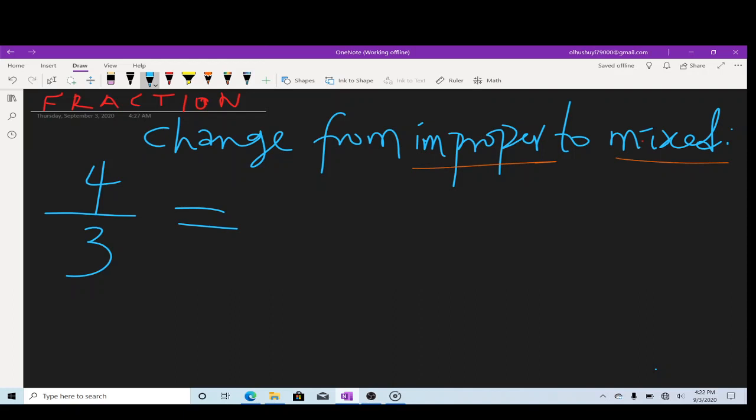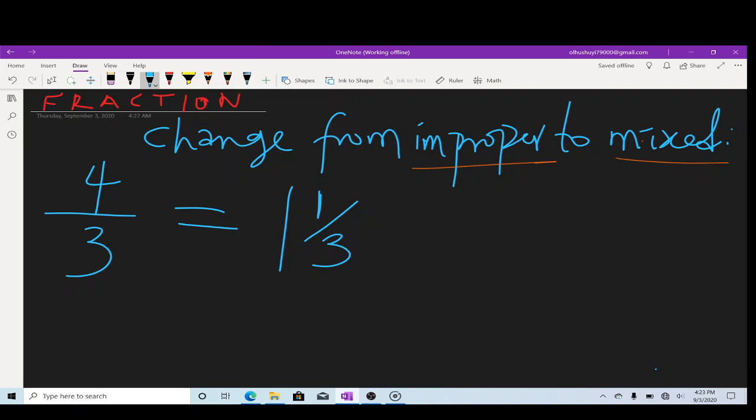How do you change this to mixed? You check how many 3 can you see in 4. How many times will 3 go in 4? How many times will 3 divide 4? That is one time. What is left? 1 is left. We form the numerator, divided by the 3 that you have used to divide. So this is one whole number, 1 divided by 3.